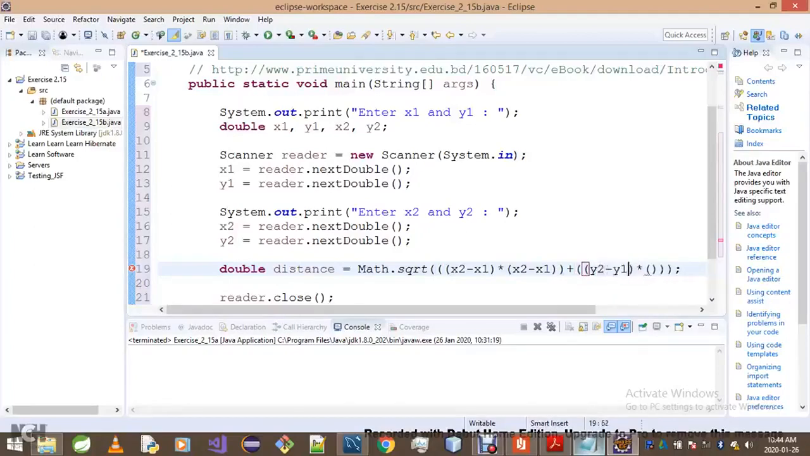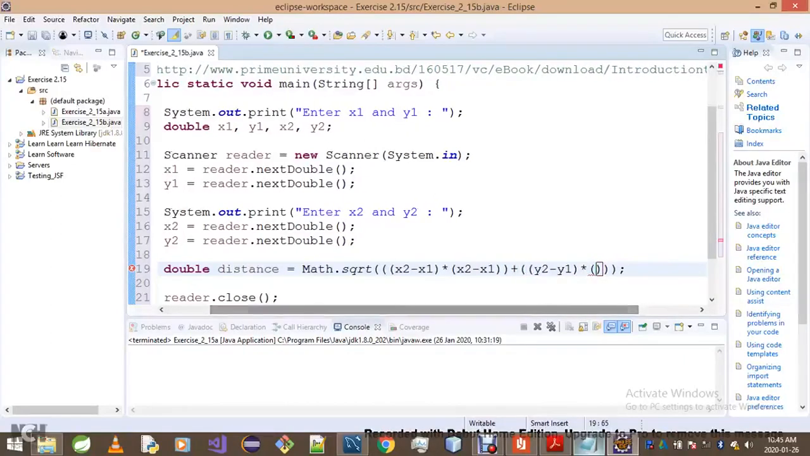minus y1. Again, it seems like I would have to leave because students are starting to annoy me with the noise, so I cannot stand it. It seems like this is going to be my last tutorial for the day. So it's actually y2 minus y1.